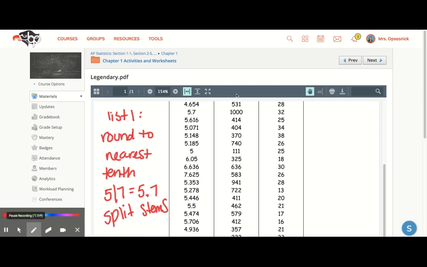Okay, so if I come over here to list 2 in the middle, my data has a pretty wide range. I think the smallest value in this data set is 111. The biggest is 1,000. So if I was going to use the ones as the leaf, then that means that my stem would have to go from 11 all the way up to 100. So I would have this really long, vertically stretched stem and leaf plot, which really wouldn't be very informative. So here it would probably also make sense to round or truncate.